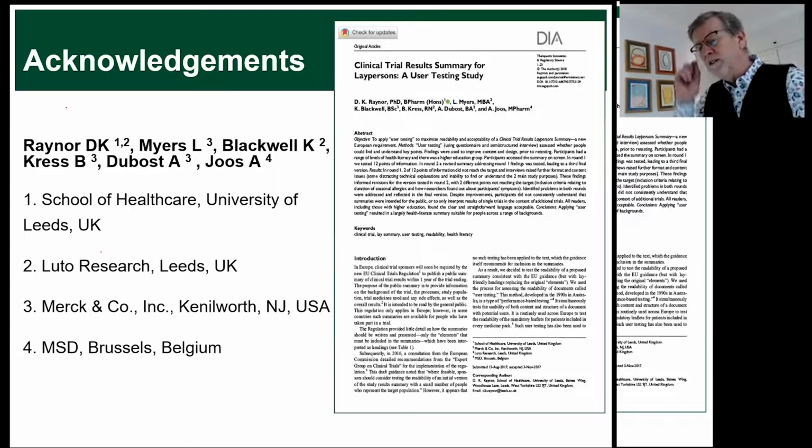So I'd like to acknowledge the co-authors in this work. So Lynn and Kirsten and Barbara and Amy and Angelica from the university, from Luto and from Merck and MSD. And this was published in Therapeutic Innovation and Regulatory Science, so you can have a look at the full study if you would like to.